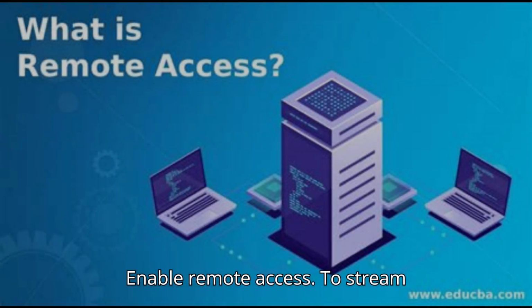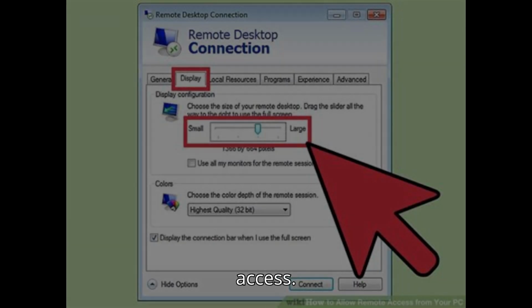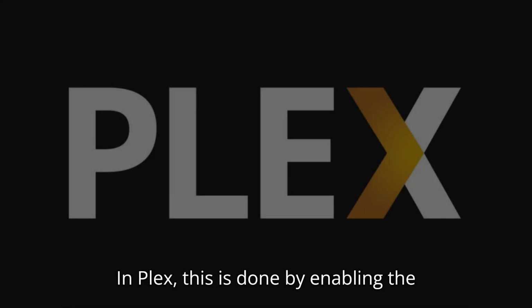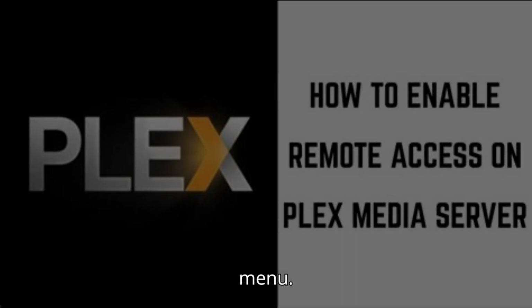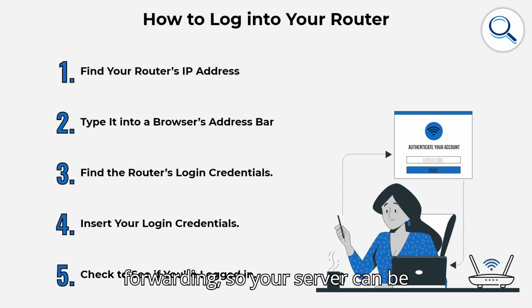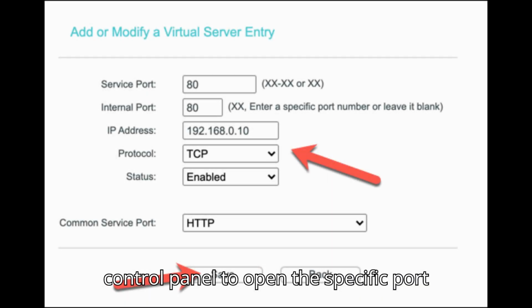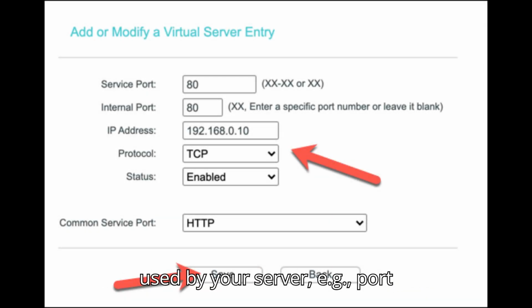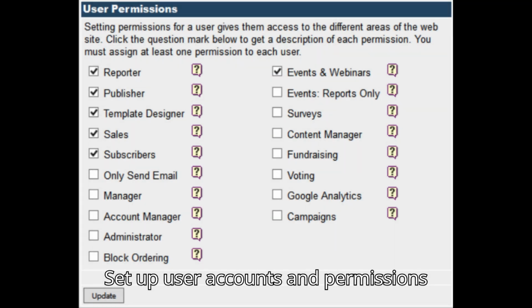Enable remote access. To stream media from anywhere, configure remote access. In Plex, this is done by enabling the Remote Access feature in the Settings menu. Make sure your router is set to port forwarding, so your server can be accessed over the internet. This may require logging into your router's control panel to open the specific port used by your server, e.g., port 32400 for Plex.